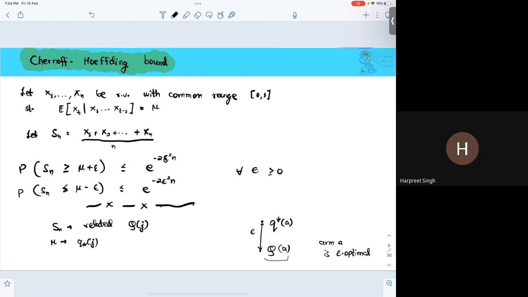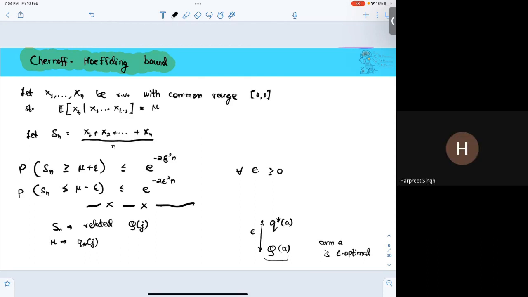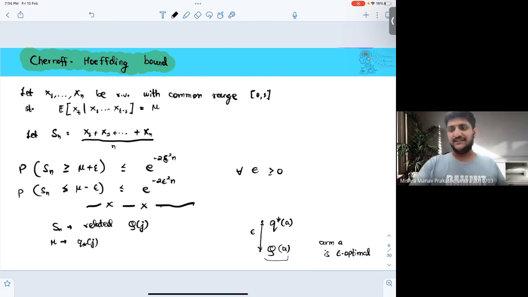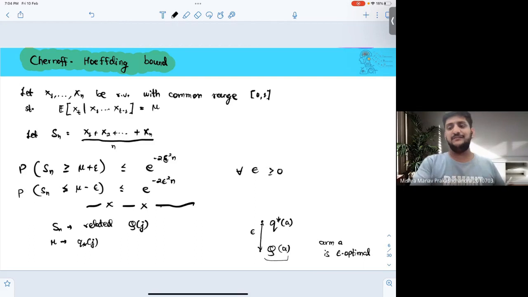So you don't know Q star A here, right? I don't know that. How do you compare the two entities if one is not available? It is not available during the execution part. Here we are looking at it from a research point of view, trying to analyze how close it is to the true solution. When I'm actually pulling arms, I don't have access to Q star A.